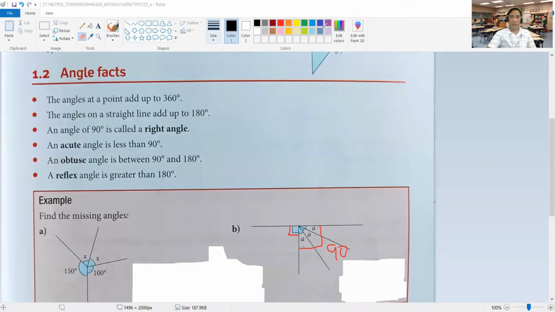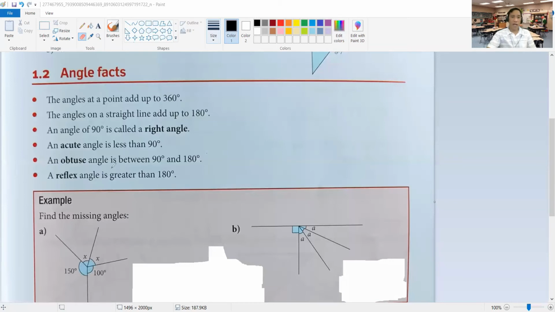Then another one is an acute angle, which is less than 90 degrees. Less than 90 degrees means smaller. We all know that this one is 90 degrees. Therefore, A here is less than 90 degrees. That's why it's called an acute angle.